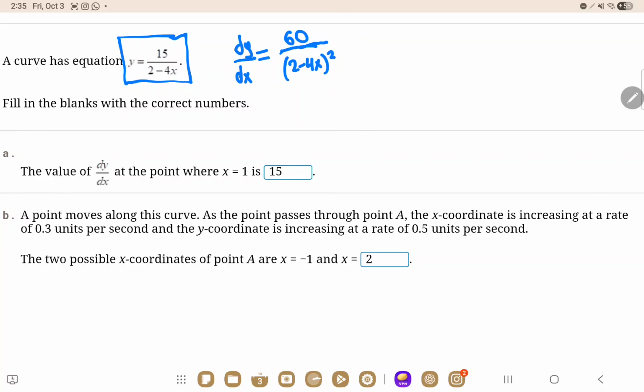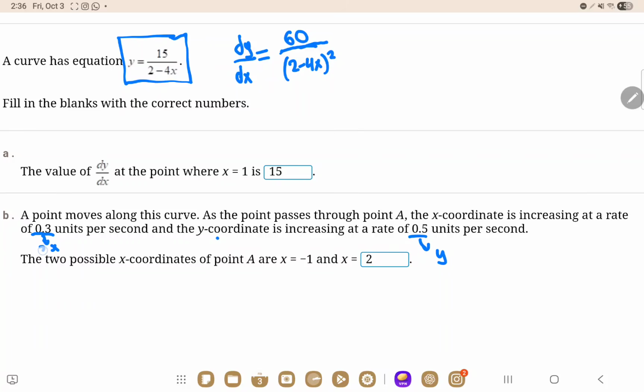Now we have the point that moves along this curve, and on this curve you have a point called A. Once your moving point reaches point A, the x coordinate is increasing at a rate of 0.3 units per second, so this is for x, and the y coordinate is increasing at a rate of 0.5 units per second, so this is for y.